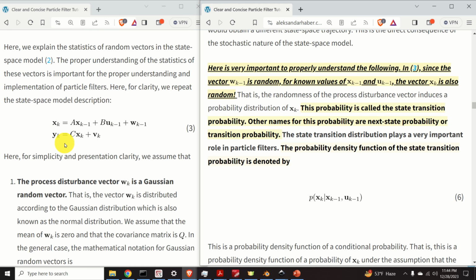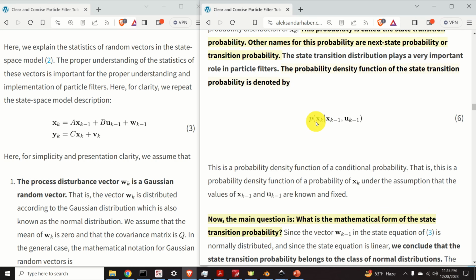The state transition distribution or state transition probability plays a very important role in particle filters. The probability density function of the state transition probability is denoted like this. This is a probability density function of a conditional probability. That is, this is a probability density function of a probability xk under the assumption that the values of xk-1 and uk-1 are known and fixed. Now, the main question is, what is the mathematical form of the state transition probability?